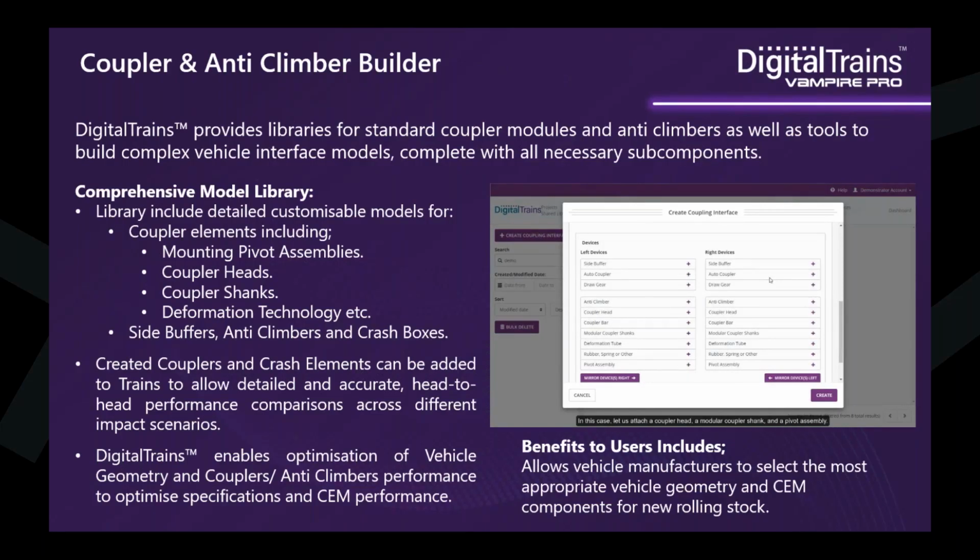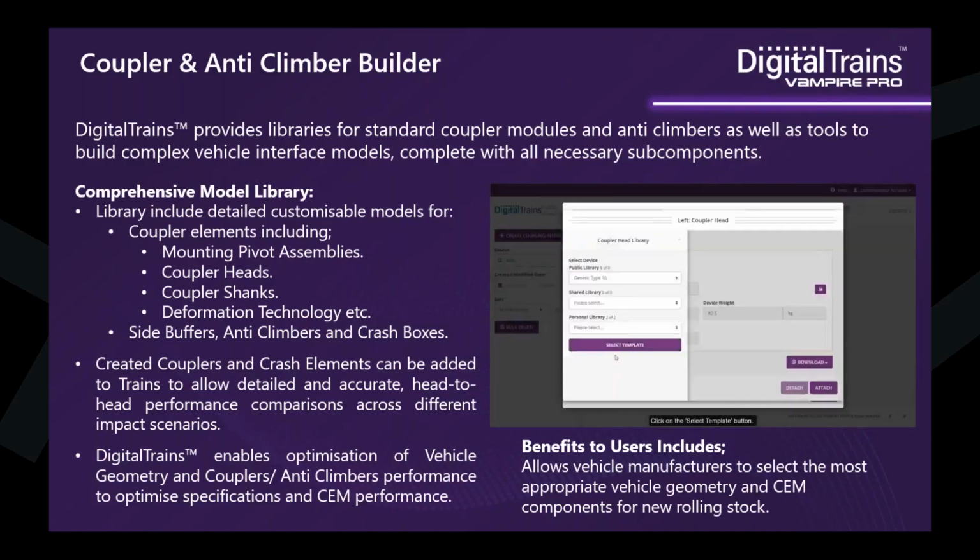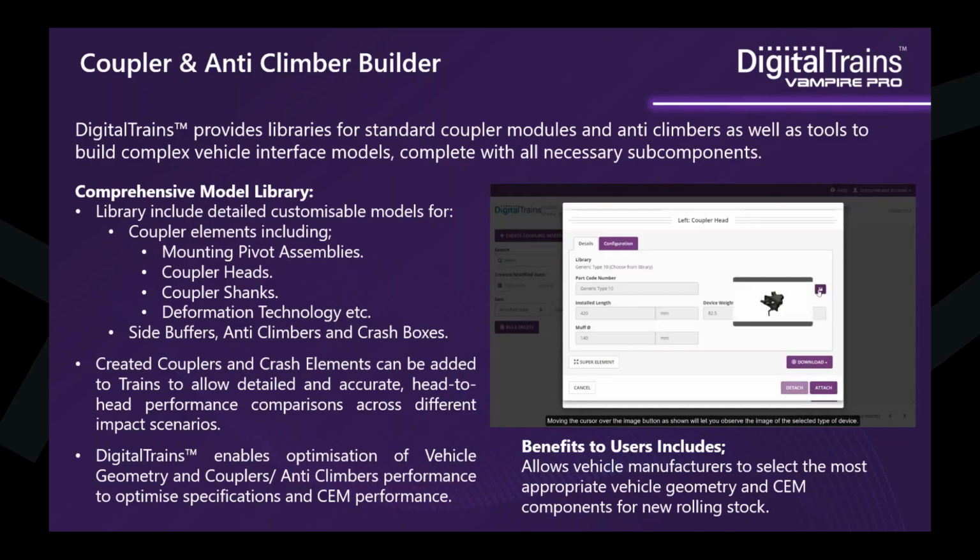Within the public libraries, we have standard coupling elements such as the mounting pivot assemblies, the various coupler heads which are used, and the common absorption technology used across the industry. This then gives the user all the building blocks needed to build any coupler type. Once the couplers and crash elements are created, these can be added to the train for the detailed impact and train rescue scenarios, which we'll cover when we look at those sections.